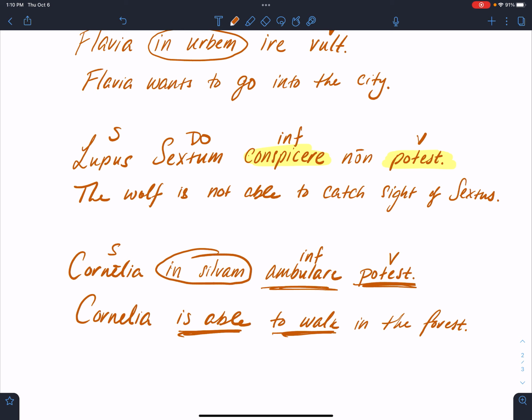Any questions on complementary infinitives, or do we think we got it? Yeah. So if I gave you a quiz on complementary infinitives right this second, we would be all right. Yeah, actually, I'd be fine. Let's do it.